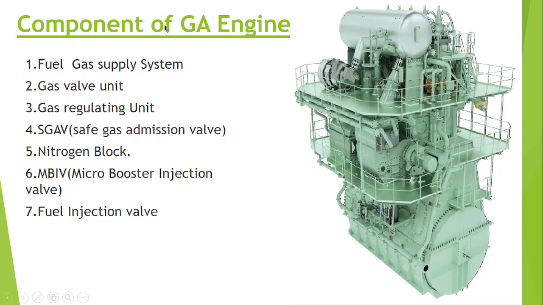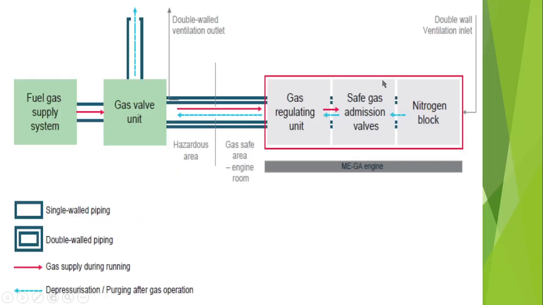In today's topic, we're going to explain the components of a GA engine. We will see what I mean by fuel gas supply system, gas valve unit, gas regulating unit, SGAV, nitrogen block, MBIV and fuel injection valve. We will see through a series of diagrams what the different components are, but the detailed explanation of each component will be done in upcoming videos.